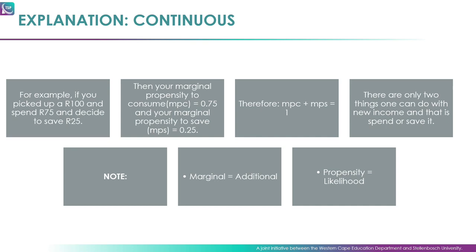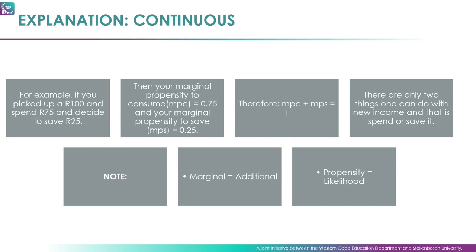which is 75% of the 100 rand, that part that you are going to spend. And then the 25 rand that you are saving is your marginal propensity to save, which is also known as MPS. And the marginal propensity to consume is abbreviated as MPC. So whenever you see MPC, just know that that is your marginal propensity to consume, and your MPS is your marginal propensity to save. Now, when we add the MPC and the MPS, they need to give us 1. So always remember that your MPC and your MPS together give us 1.